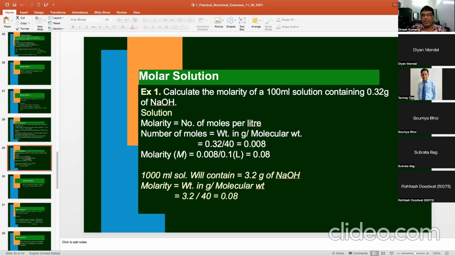And then it is 0.008. So molarity is equal to 0.008 divided by 0.1, because it was in 100 ml. So it comes out to be 0.08.